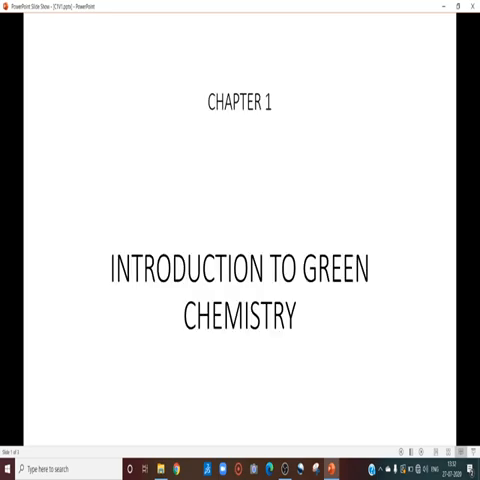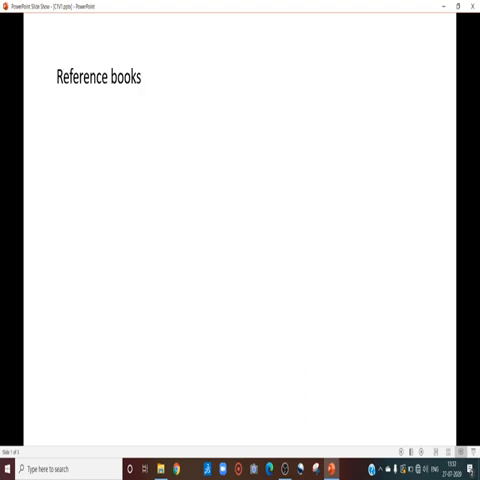As per syllabus, we are going to start Introduction to Green Chemistry. That is our first chapter, and we are going to discuss very important concepts under this chapter. First of all, introduction to... before going to know what is green chemistry, we should know actually what is the importance of chemistry.